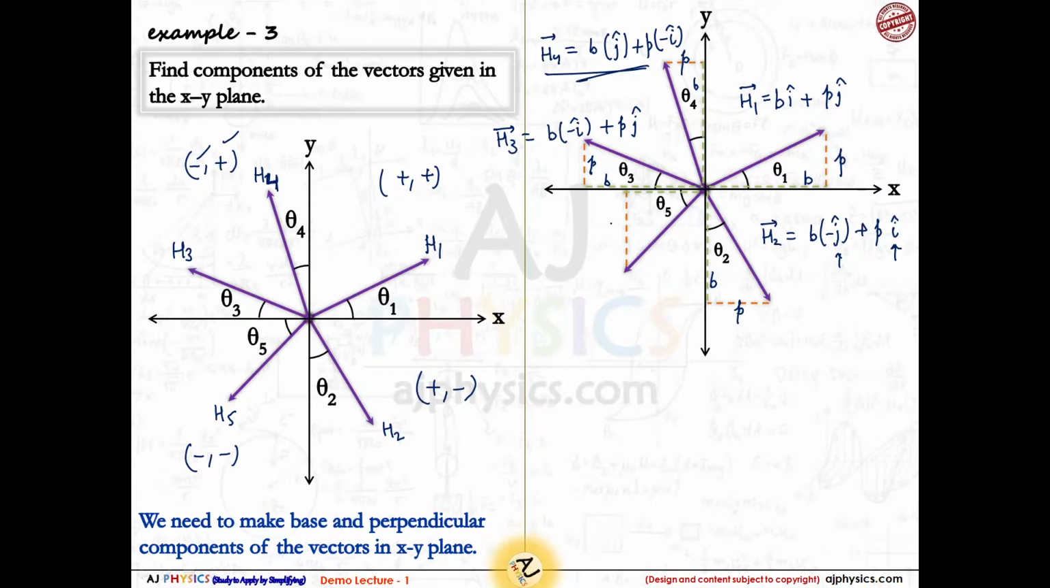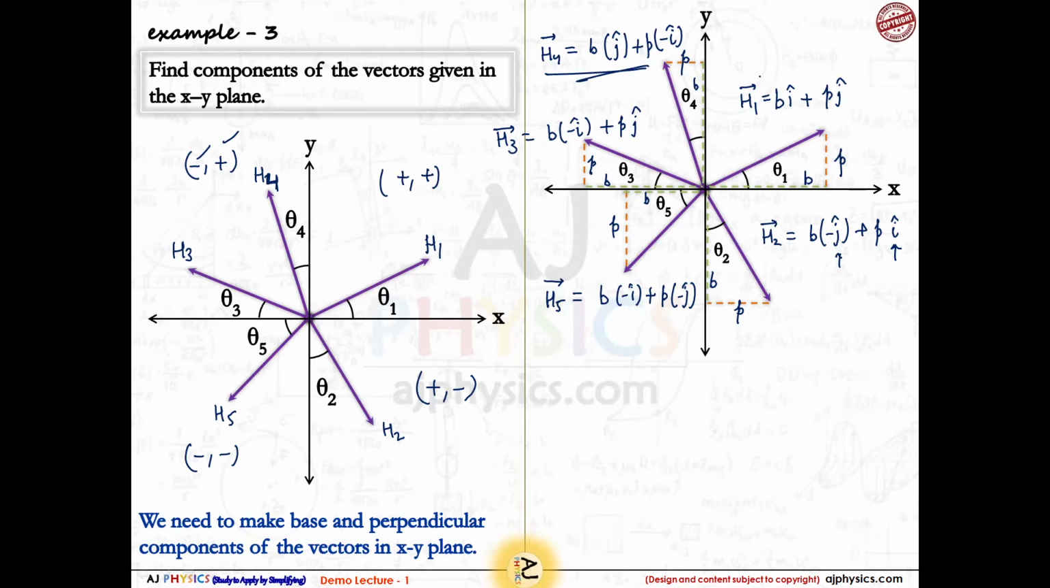And let's go for the fifth one. This is P and this is B here. So the fifth vector will be B minus i cap plus P minus j cap. Okay, so these are the components, or this is the way you have to resolve the different vectors in all the components. But the major thing is if you just look at B and P, the base and the perpendicular, then it's like the substitution only. Alright, now let's make the substitutions also and let's finish this problem.